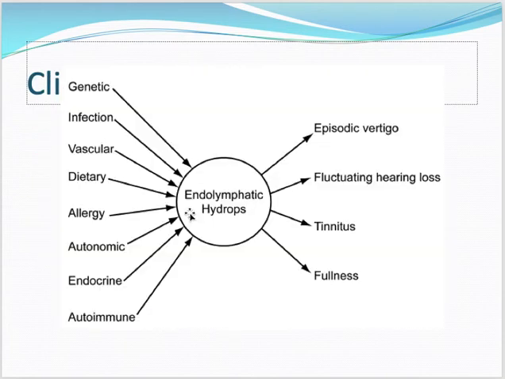Now, endolymphatic hydrops or Meniere disease: these are all the things, the genetic, infection, vascular, dietary, allergy, autoimmune, endocrine. All these causes can lead to endolymphatic hydrops, which will lead to episodic vertigo, fluctuating hearing loss, tinnitus, and fullness.